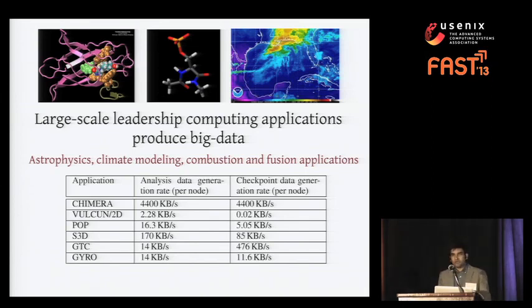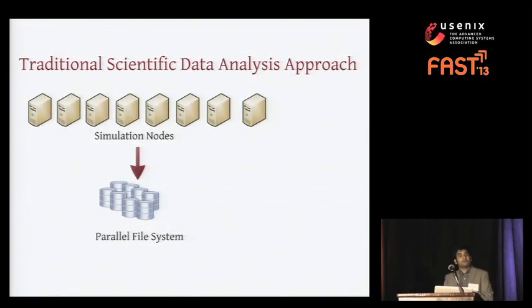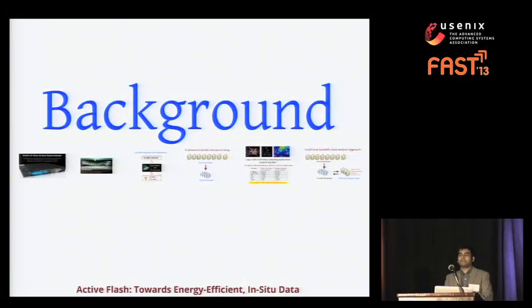Okay? They may look small, a couple of kilobytes per second per node, but if you calculate, for example, GTC, it produces 30 terabytes of output data per hour at the scale of an 18,000 node machine. So how do we do analysis on this scientific data? The traditional way is the following. You store all the data to the parallel file system, and then you have an offline data analysis cluster, which may be on-site in the supercomputing center itself, or off-site at some other university or national lab. You read all the data, and you do analysis on it, for example regular expression matching, statistics collection, clustering, compression, etc. And this is how scientific data analysis is traditionally done today.